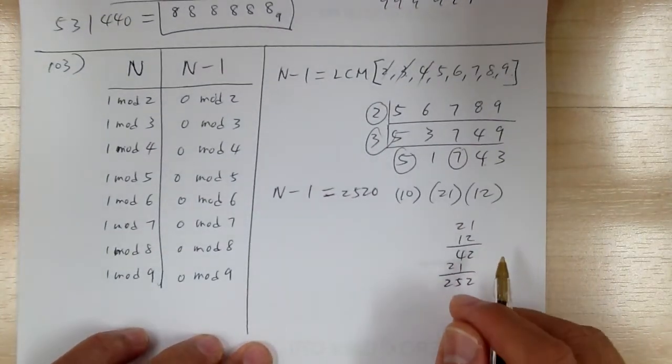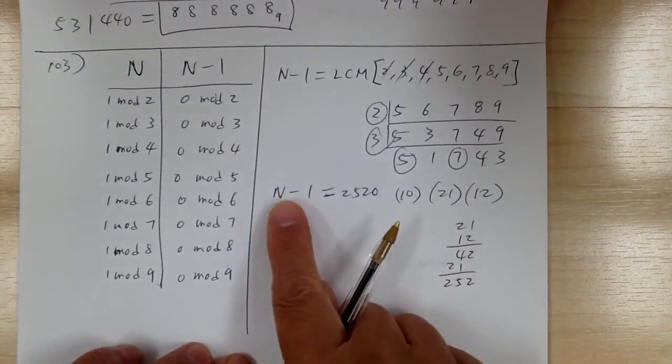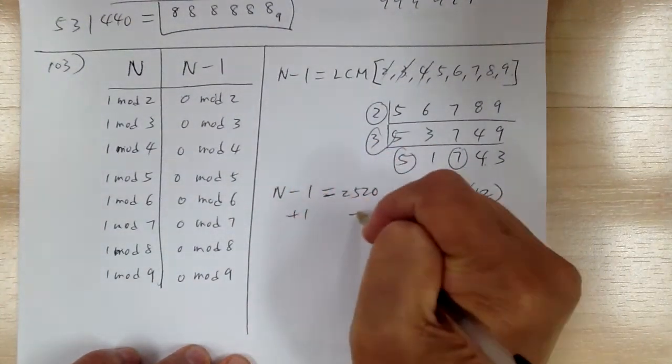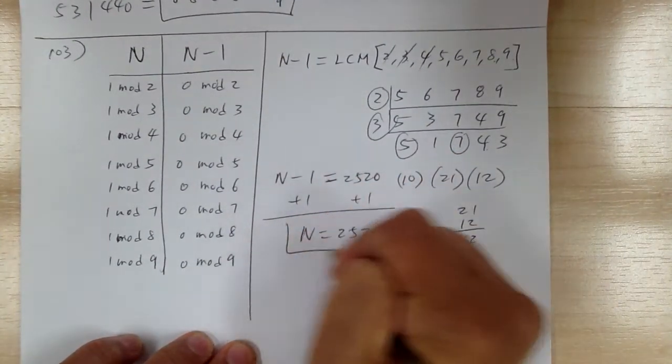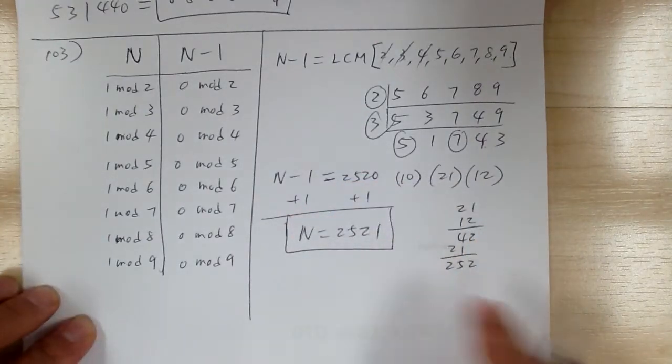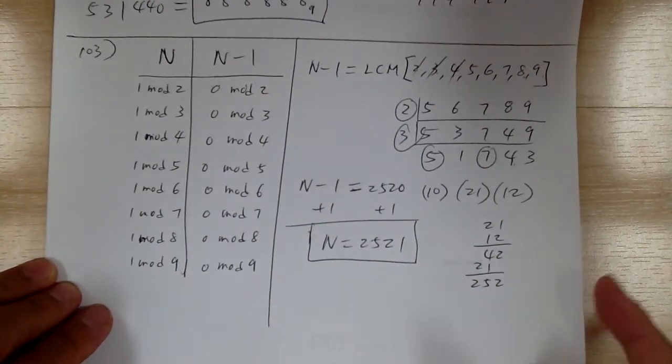Then after that, to solve for n, you just have to add 1 on each side. So you got n equal to 2521. Okay, let's go to 104.